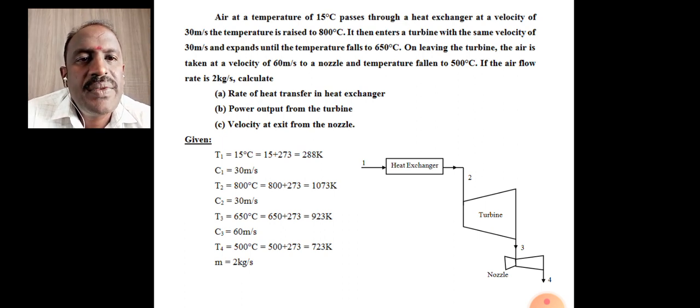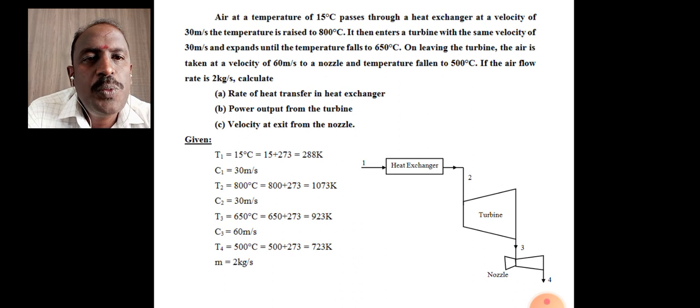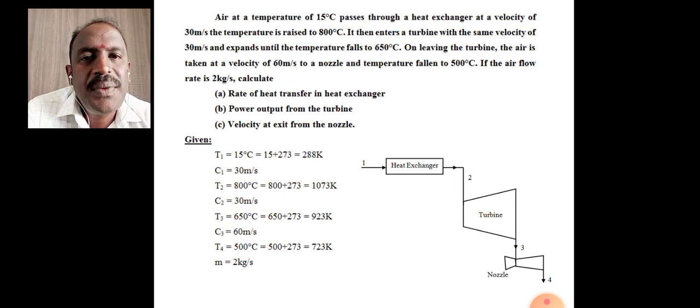Calculate the first one, rate of heat transfer in the heat exchanger. The heat exchanger value you have to calculate is the Q value. The second one, we have to calculate the power output from the turbine. So the turbine work value we have to calculate is W. The third one is velocity at exit from the nozzle. So nozzle exit velocity we have to calculate, so that is C4.